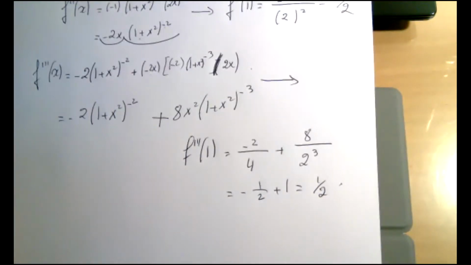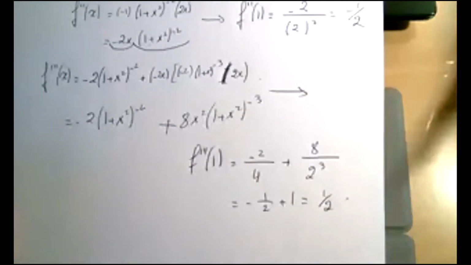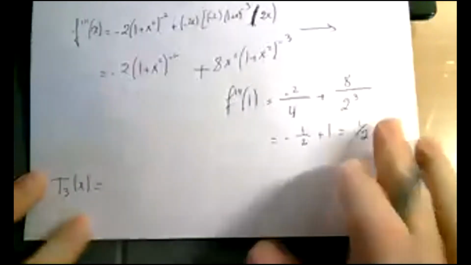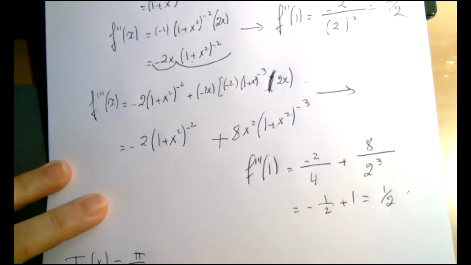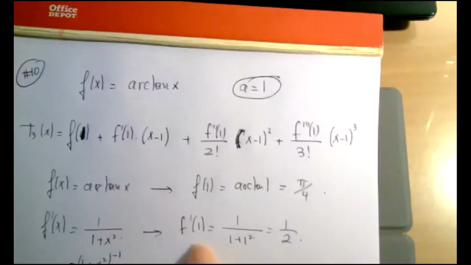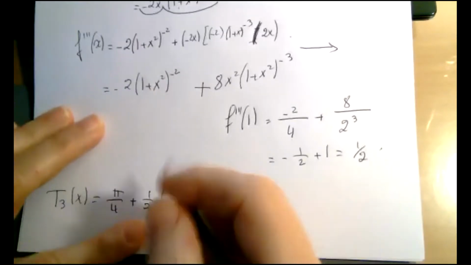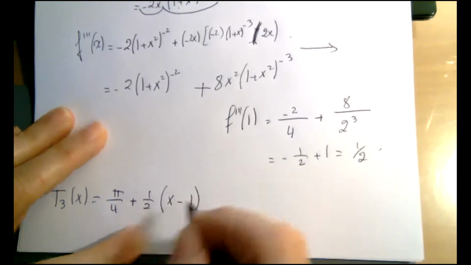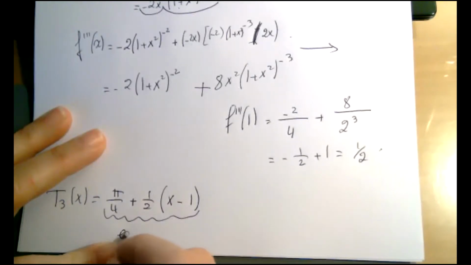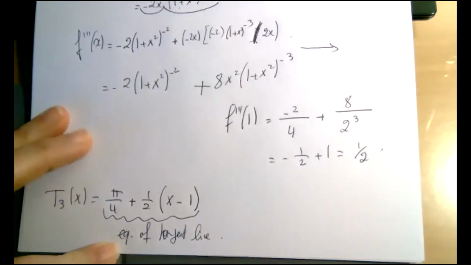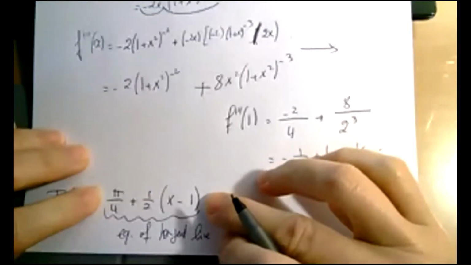Now we collect everything and see what we got. What is the third degree Taylor polynomial? It's equal to the value of the function at 1, which is pi over 4, plus the value of the derivative at 1, which gives me a half times x minus 1. Remember, that's the equation of the tangent line. That's the first degree Taylor polynomial.